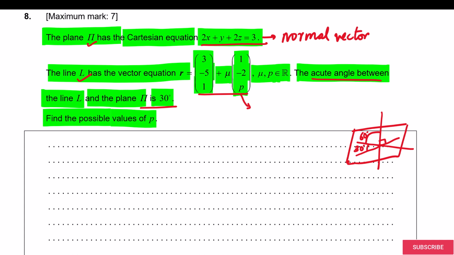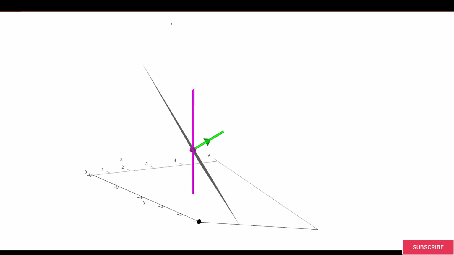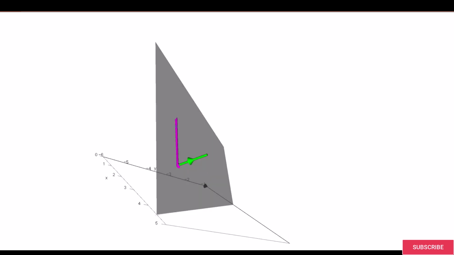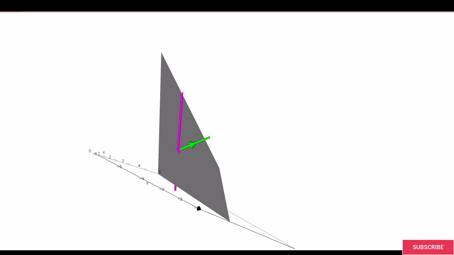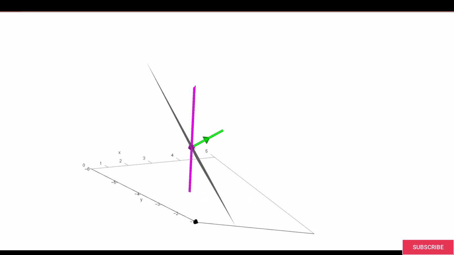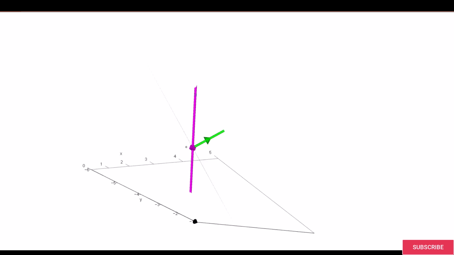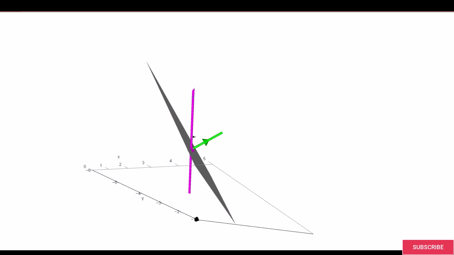I'll take the help of software to visualize it. Here we can see this is a plane, and the pink line is line L, and there is a green line which is the normal vector to the plane. From here we can see the angle between the plane and the line is 30 degrees. At the same time, the angle between the normal and the line will be 90 minus 30 degrees, which is going to be 60 degrees. So that's what we are going to use here.